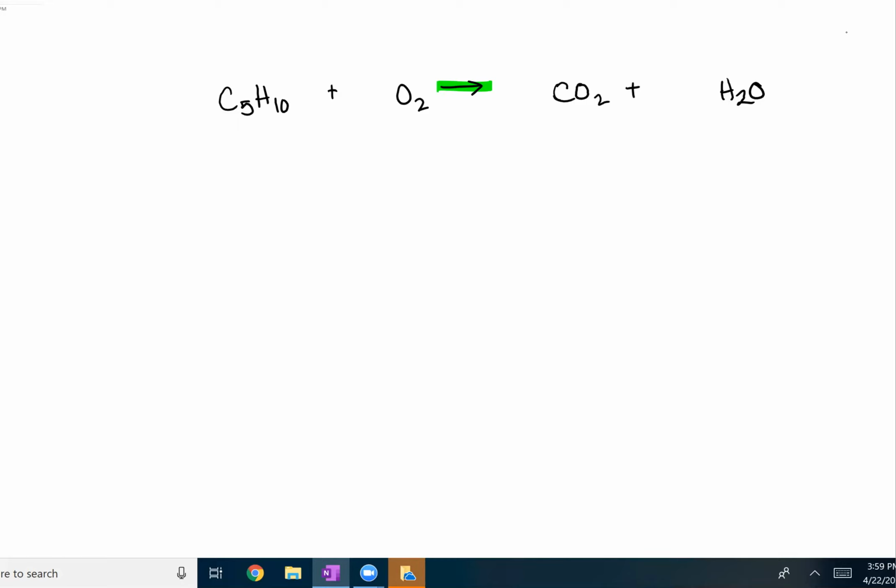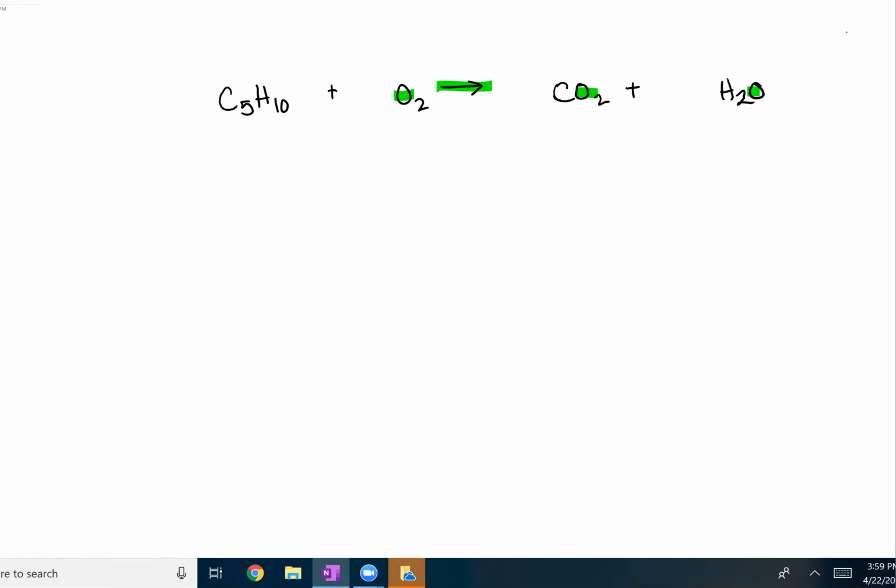So I am going to start with carbon or hydrogen and leave oxygen for last because it is part of two different products, and so that'll make it a little bit more complicated to solve. Our carbon and hydrogen are both only in one reactant and one product, so it's a more straightforward balancing.